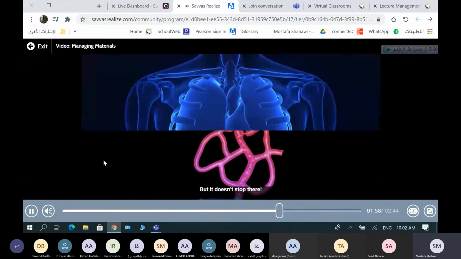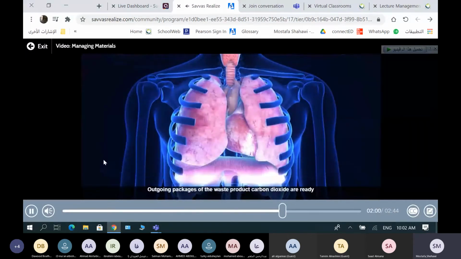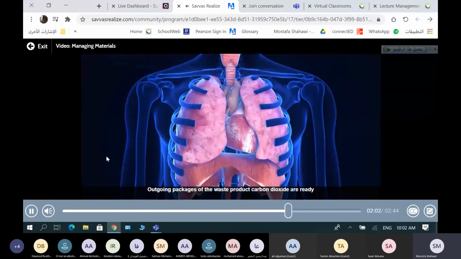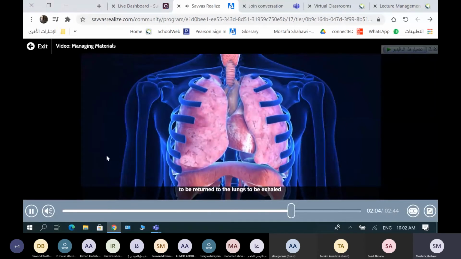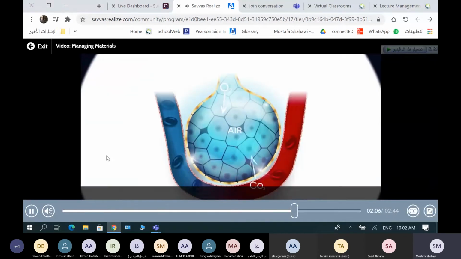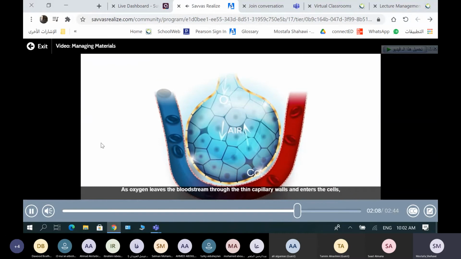But it doesn't stop there. Outgoing packages of the waste product, carbon dioxide, are ready to be returned to the lungs to be exhaled. That's what happens in the alveoli, the one that we saw at the beginning of the video. This is the alveoli, and this is the blood capillary around the alveoli. The blue one is rich in carbon dioxide, deoxygenated blood. It will give away carbon dioxide.